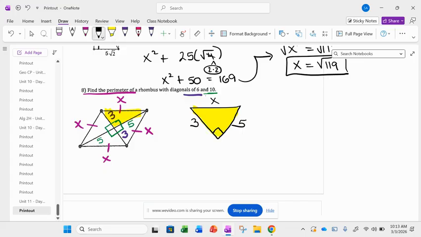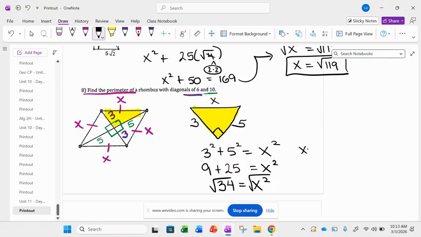So now we're going to use the Pythagorean theorem. So we have 3 squared plus 5 squared equals x squared. 3 squared is 9. 5 squared is 25. So then we're going to have 9 plus 25 is 34. And now we square root. There are no pairs in 34. So the side length is the square root of 34, but doesn't that mean every side is the square root of 34, since in a rhombus they're all equal?